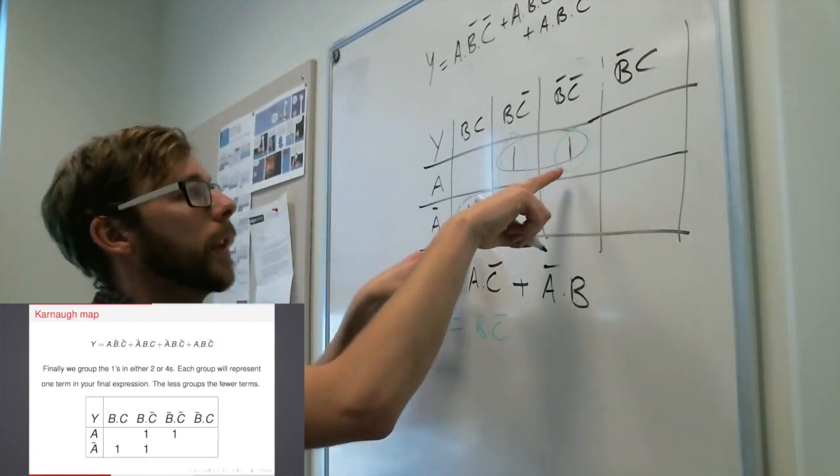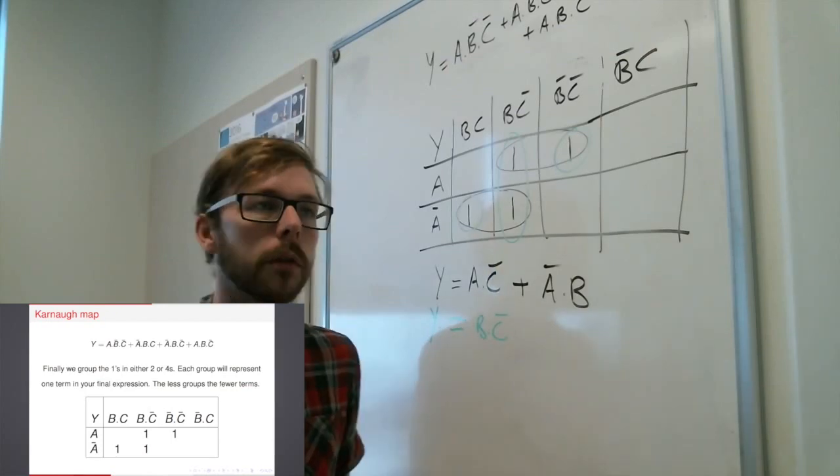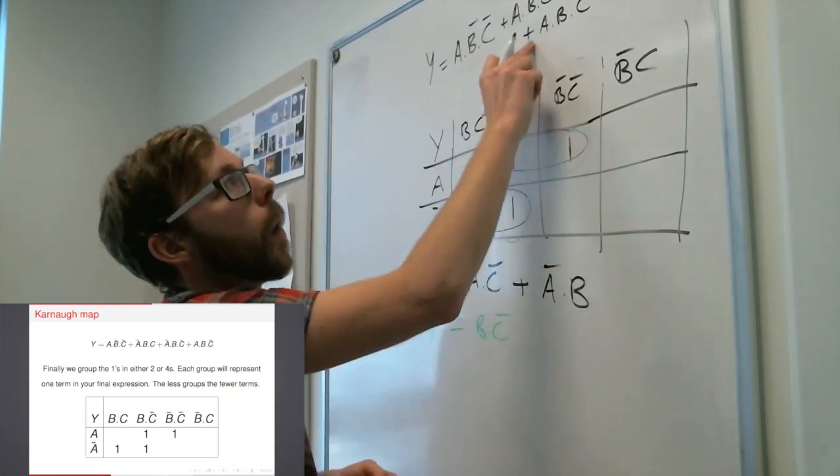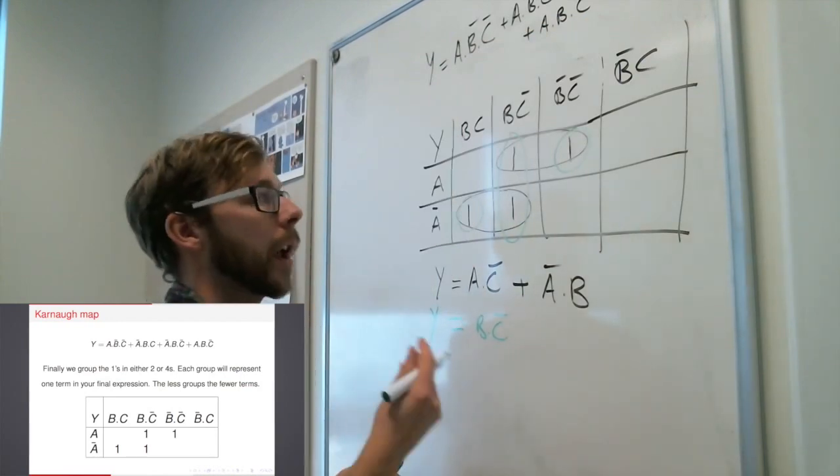But now I've got these two groups here. And when you have a single group, what that means is that it corresponds to one whole term with three letters like we started out with.